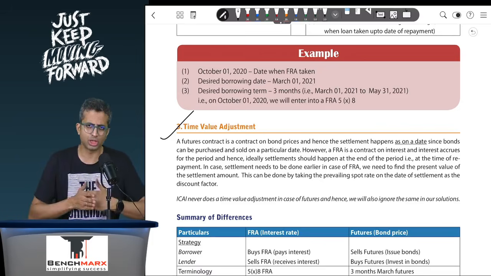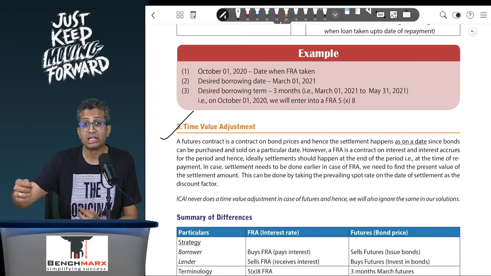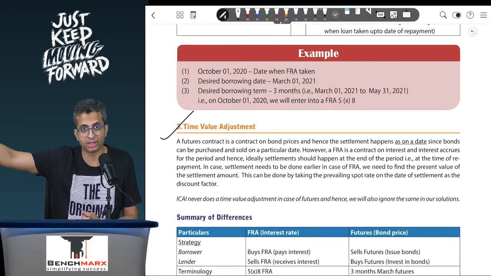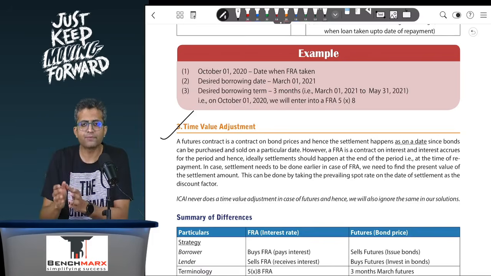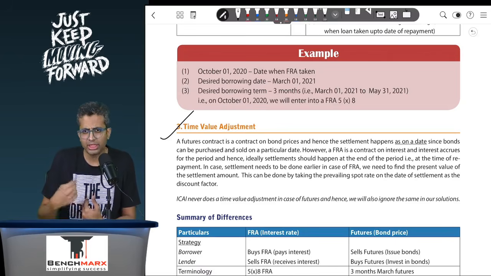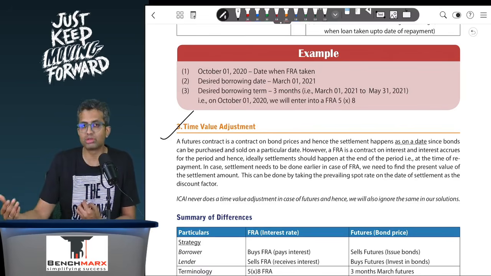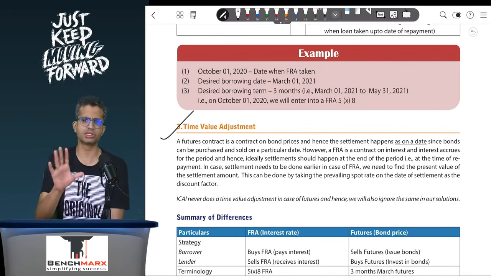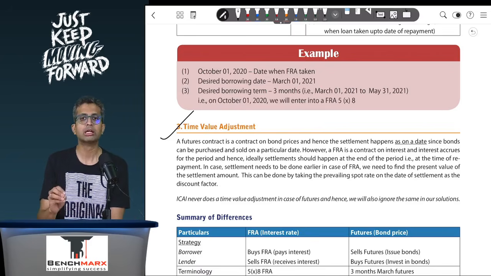So if I am sitting in October and I want to borrow in March, the interest will be paid not in March, it will be paid 3 months later. And hence, if I want to settle the contract in March itself, then interest is not due in March, interest is due 3 months later, and hence we will do time value adjustment. In a pure FRA question, the institute does the time value adjustment in March.